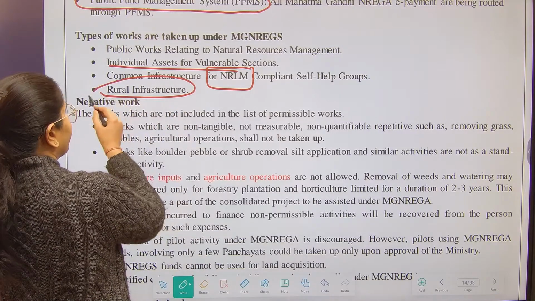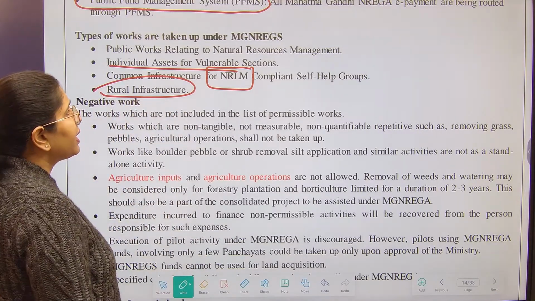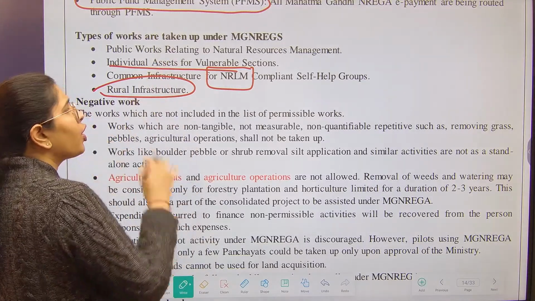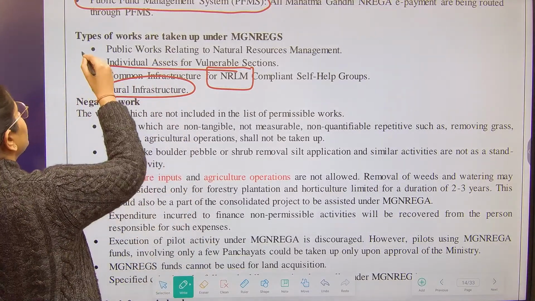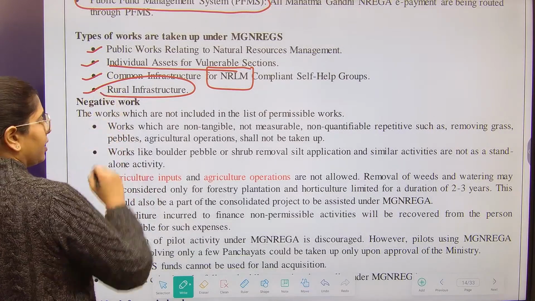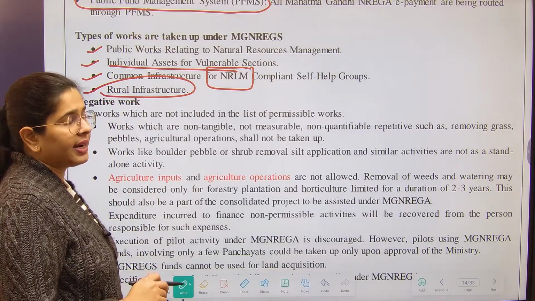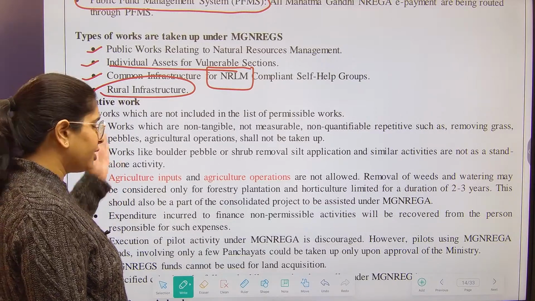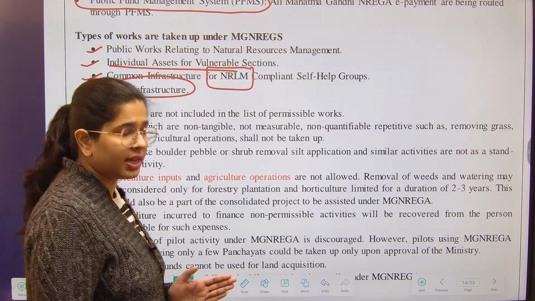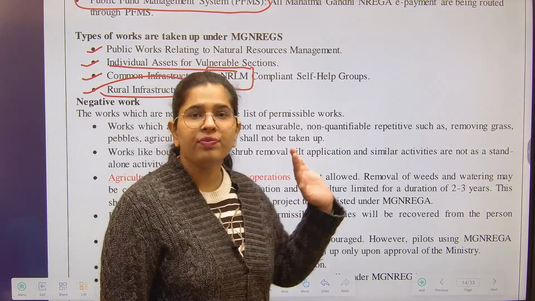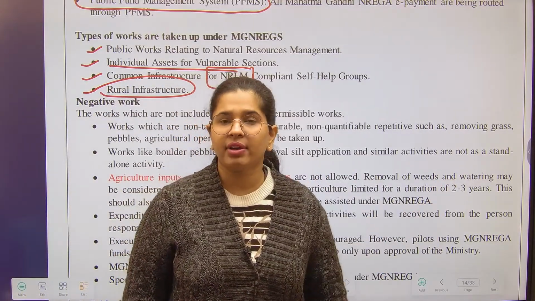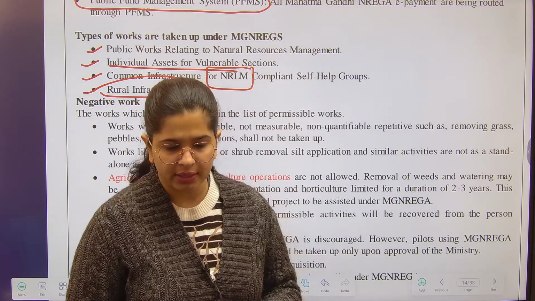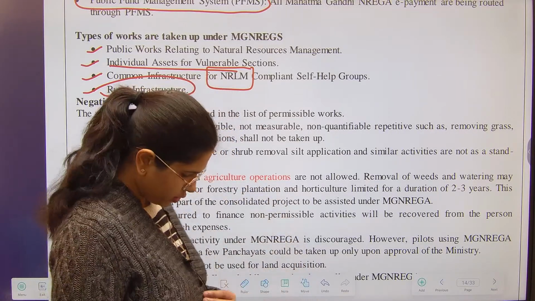Then rural infrastructure is to be created under MGNREGA. Now everything is common over here. This is not specified, but a negative list is provided. Negative list means you cannot perform these particular kinds of work under MGNREGA. So if I remove the negative list, then I will have a positive list, or the kinds of work I am allowed to perform under the MGNREGA. So see over here.